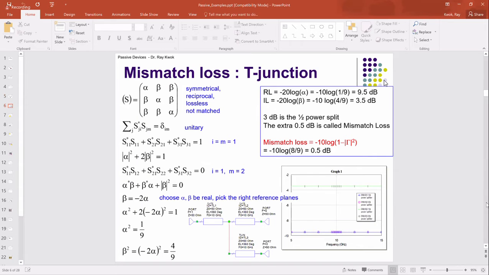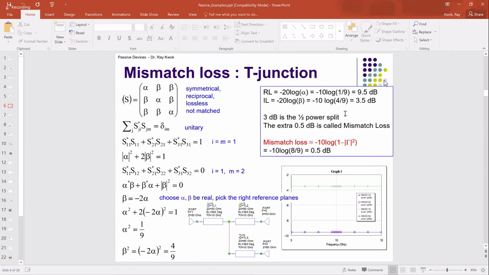Okay, so this is the homework we talk about. If you want to have a 3-port network, you cannot be symmetrical, reciprocal, lossless, and well matched. That's just not going to happen. So that was the math that we do. So how well can I match it? How well can I match the 3-port network?